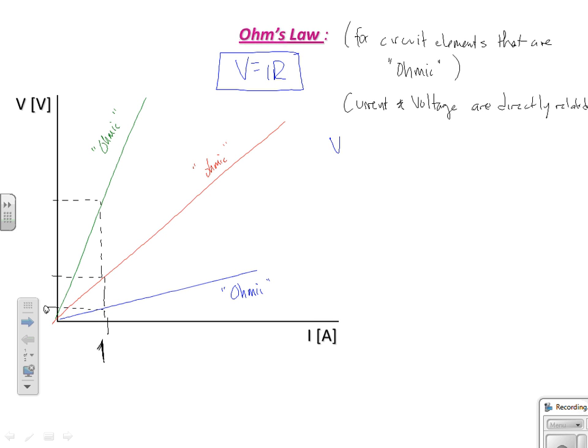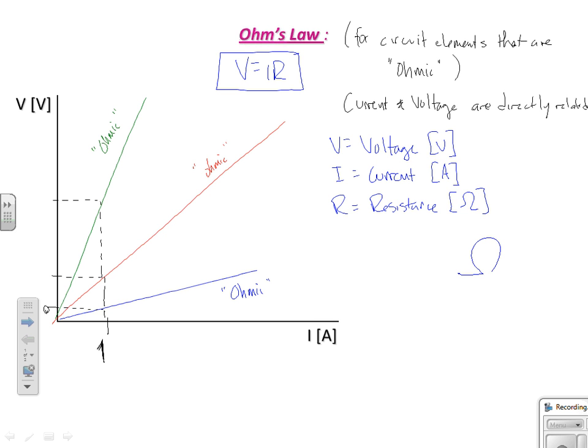Where V, as you know, is voltage, measured in volts. I is current, measured in amps. And R is resistance, measured in ohms. Ohms, that's an omega. All right, we all know that already, I think.